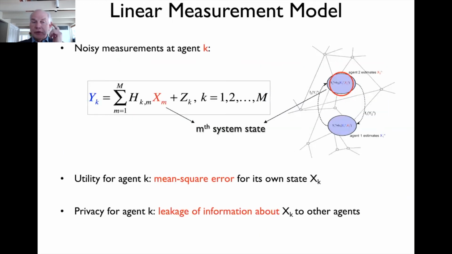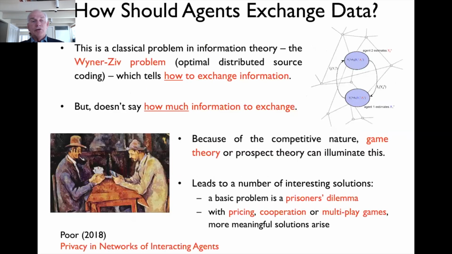So basically, we can set this up as a linear measurement model where we trade off mean squared error in state estimation versus leakage of information about a given state to other agents. And it turns out that this is also an information theoretically solvable problem. In particular, this is a distributed source coding problem. So Wyner-Ziv coding tells us exactly how we should share information, but it doesn't tell us how much information we can share. And that instead can come from looking at game theory.